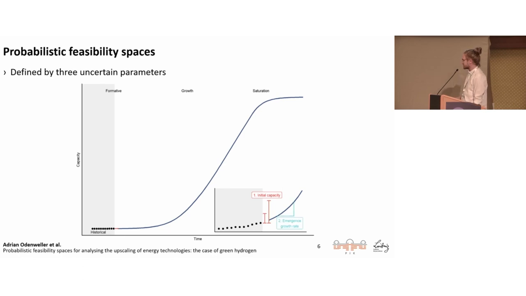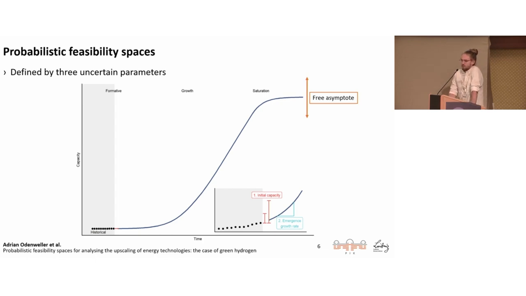The second one, that's a little blue triangle down there, is our second uncertain parameter, the emergence growth rate, which is really the growth rate that is realized as long as the asymptote is still far away. Now, talking about the asymptote, the question is, what do we do with that? One option would be to just leave it free and just let the model decide, so basically leave it as a free parameter and fit this to the data.